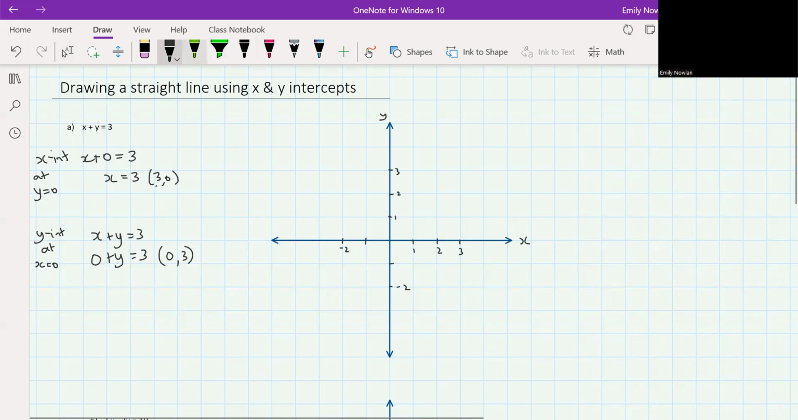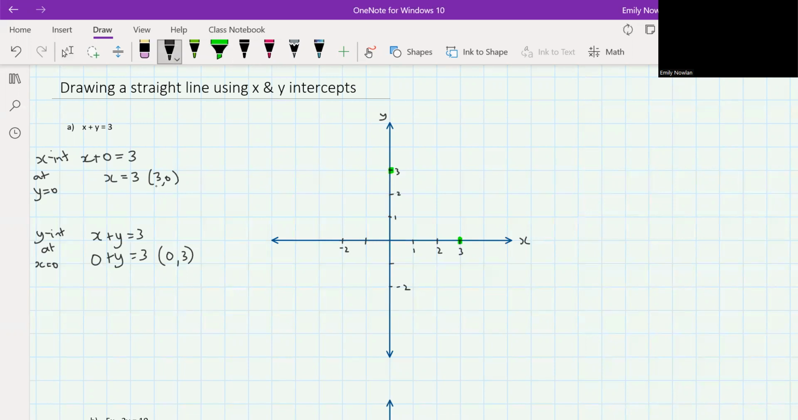We need to plot (3, 0). So I'm going to go across 3, and 0 means I stay where I am. So put my point there, (3, 0). And then the next one I want to do, (0, 3), I need to start at 0 and go up to 3 and put it there. So I end up having the point there.